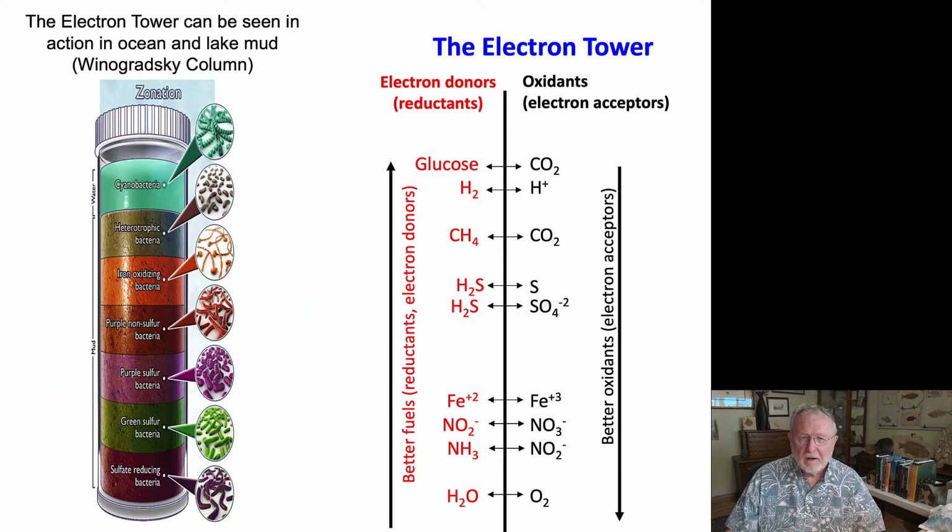This electron tower can actually be seen in nature, which is part of this week's exercise, in a Winogradsky column, in which we have different groups from the top to the bottom of the mud. And the product of one, the waste product, you might view it, becomes the substrate of the next as we move down this electron tower, getting deeper into the soil.